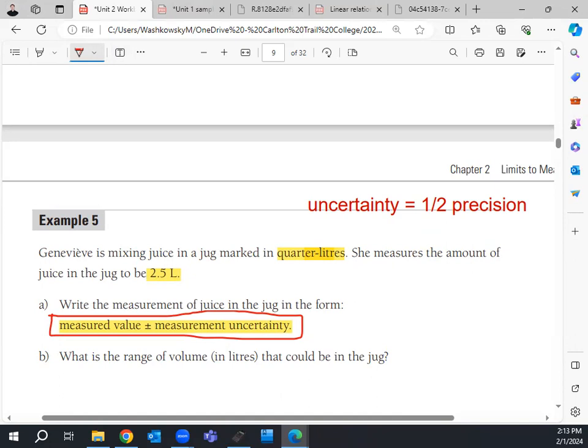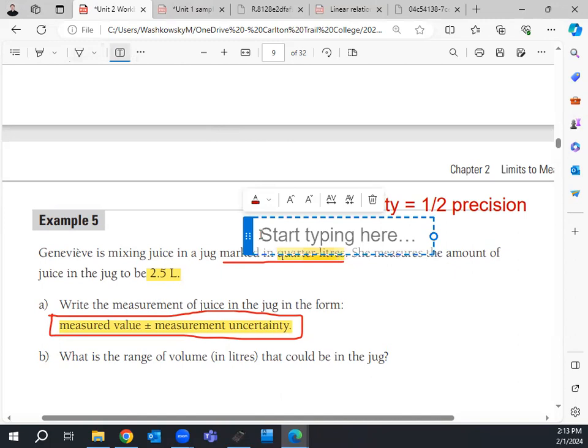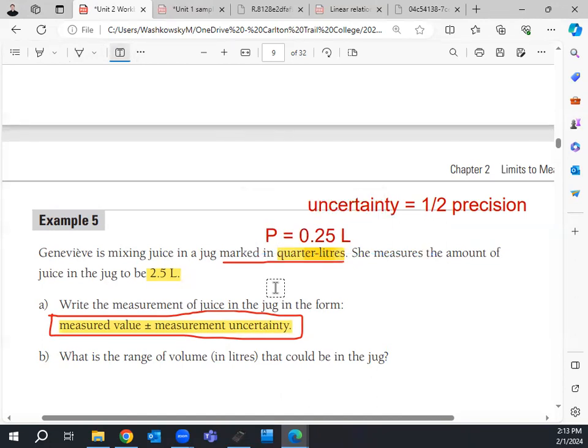Would be 1 liter. So the jug itself is marked in quarter liters. So our precision, I'm going to say is P, would be 0.25 liters, right? Because that's what a quarter is, right?